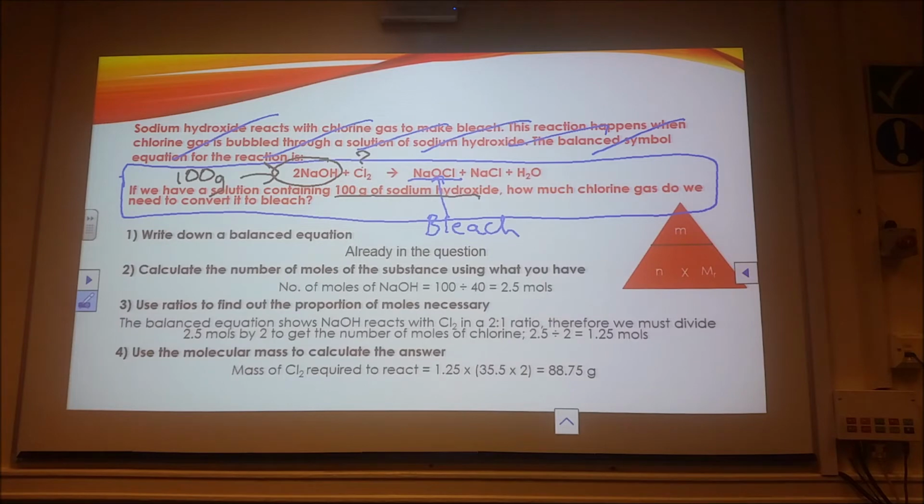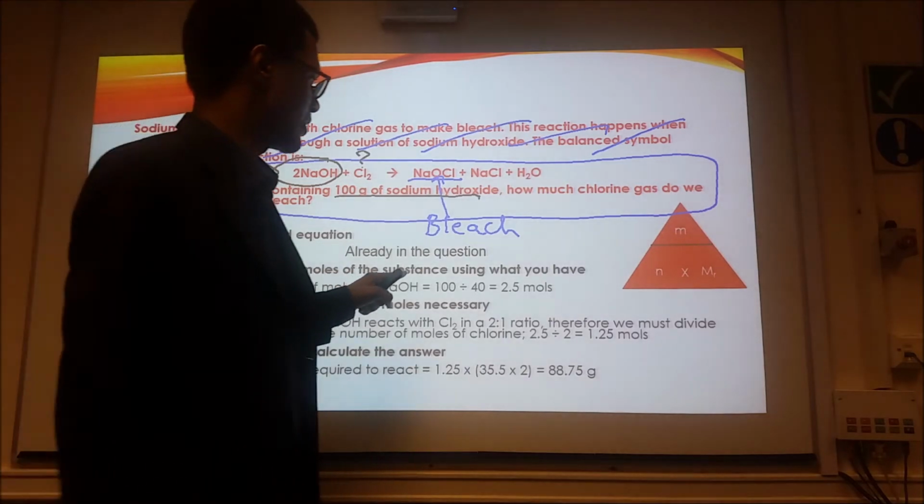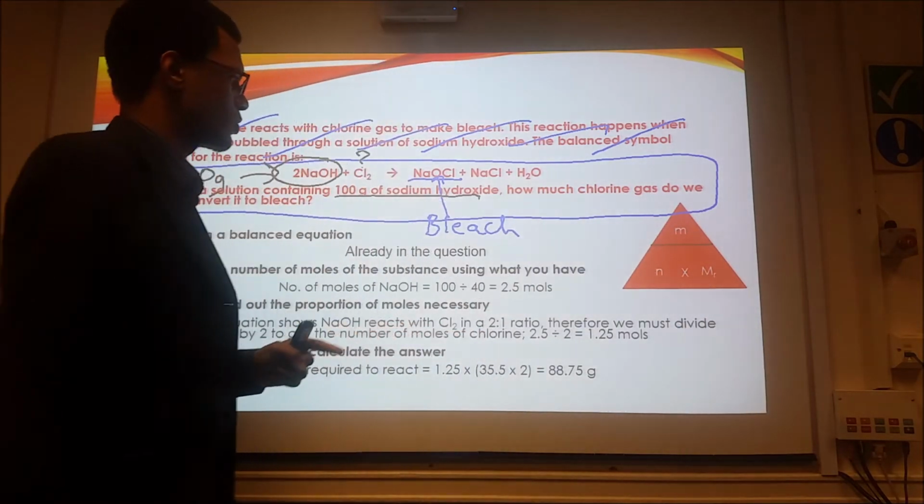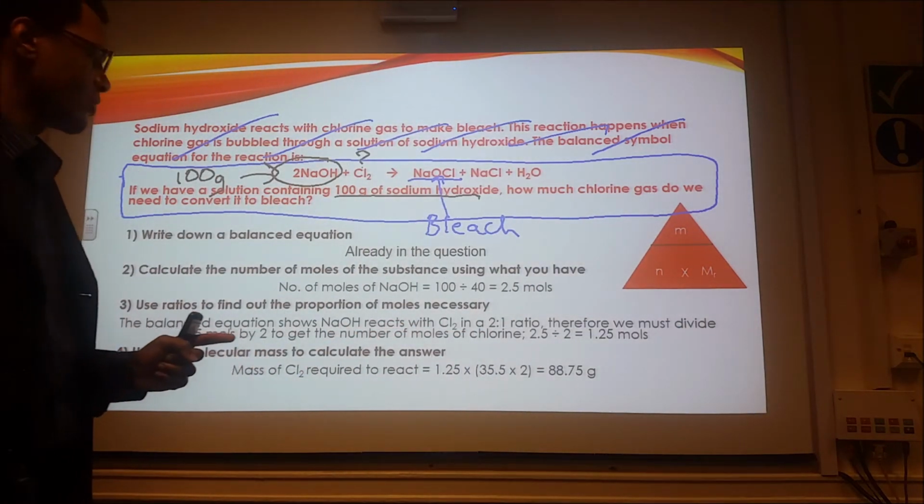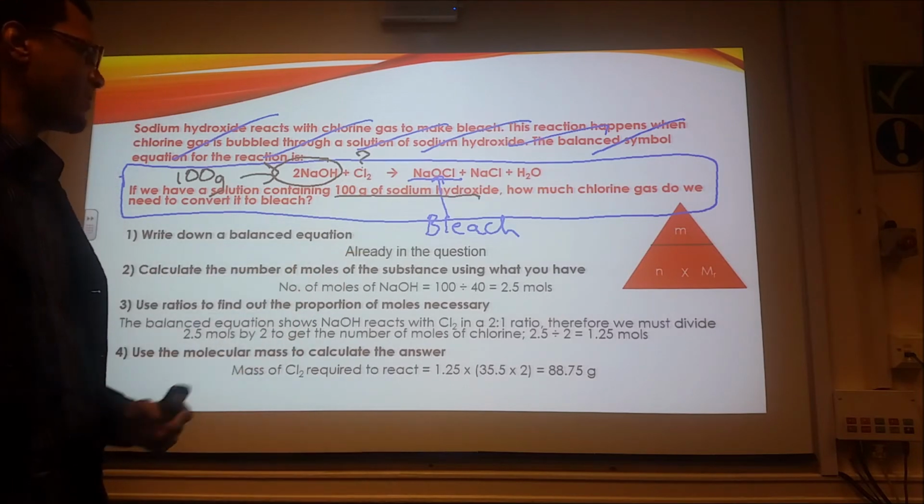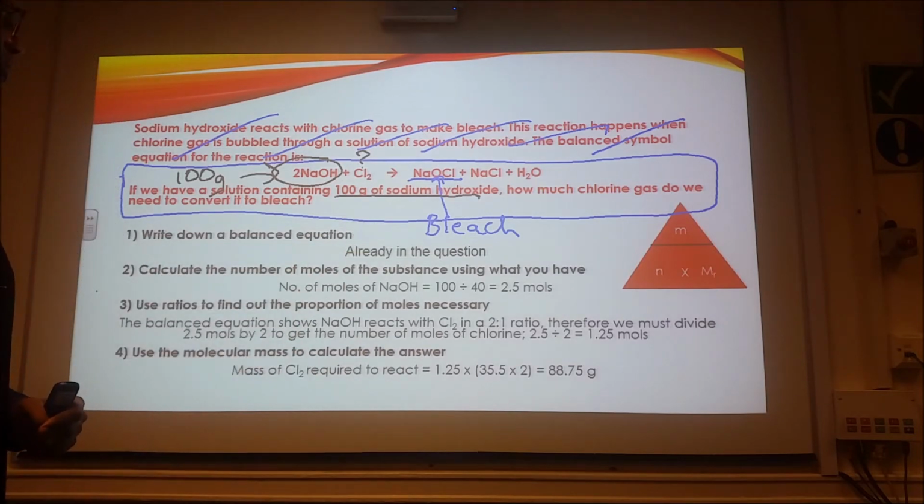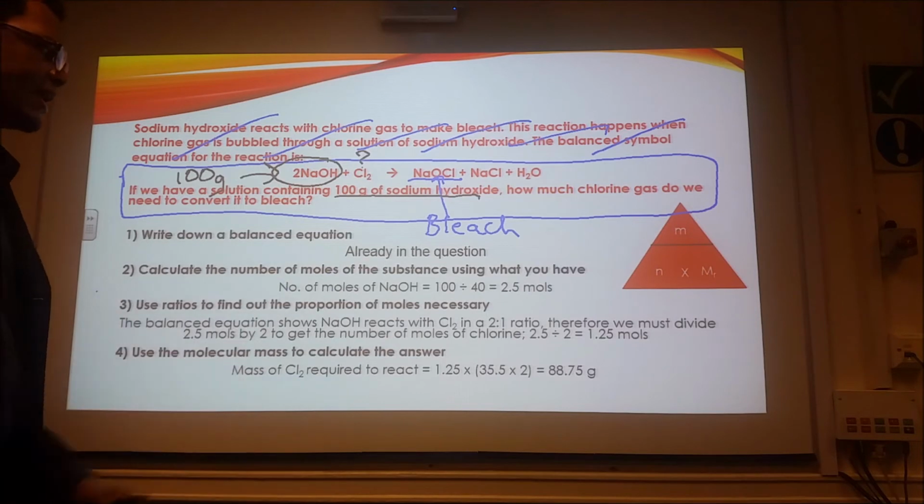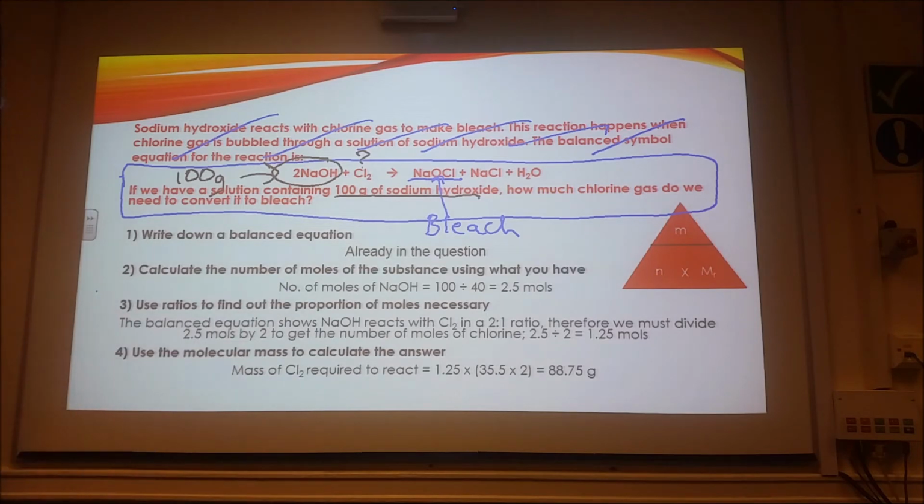So I can take 100 grams, which is the mass of sodium hydroxide that we've got, and divide by 40, which is the molecular mass of sodium hydroxide, that's 23 plus 16 plus 1. After we carry that out, that gives us the number of moles of NaOH, which is 2.5 moles. Now, we have 2.5 moles.